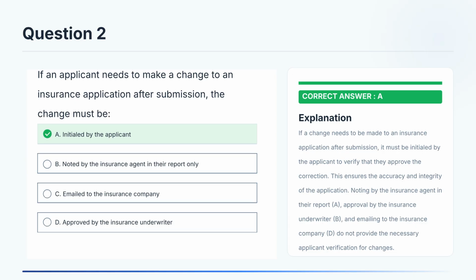Noting by the insurance agent in their report, approval by the insurance underwriter, and emailing to the insurance company do not provide the necessary applicant verification for changes.